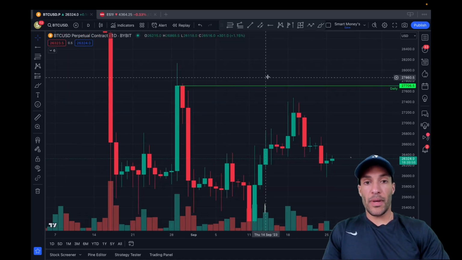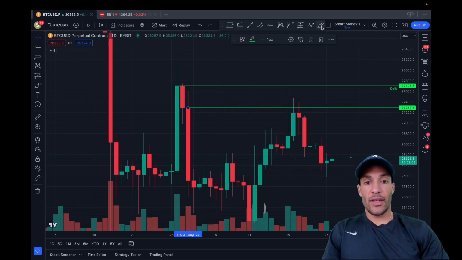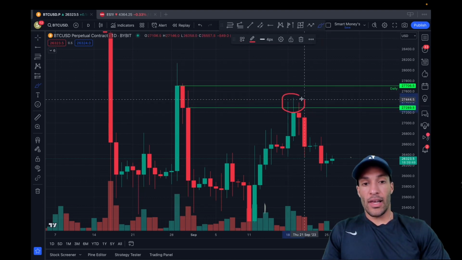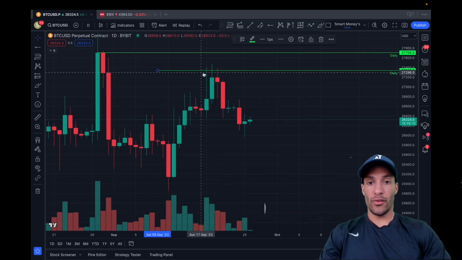Just to highlight what we were speaking about before, we would not add this level here because, as you can see, it has been claimed, it has been touched, it's no longer naked. We have another level right over here.